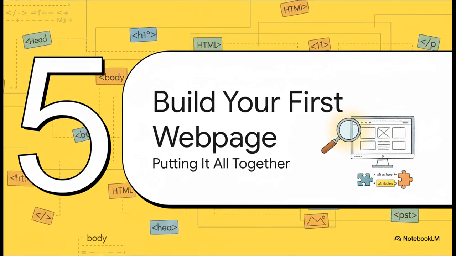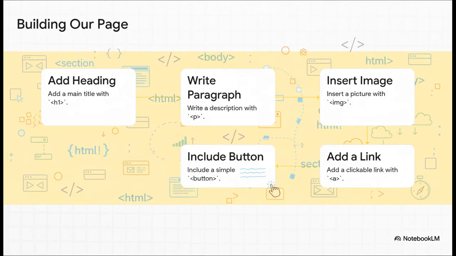Okay, theory is great, but let's be honest, practice is where the real fun begins. We've learned about the basic structure, we've met the most important tags, and we know about attributes. Now, let's put it all together and build an actual web page. We'll start with that basic HTML structure we talked about. Then, right inside the body tag, we'll drop in an H1 for our main title, a P tag for a little description, and then an img tag with both its source and alt attributes filled in. We'll finish it off with an A tag to make a link and, why not, a simple button.